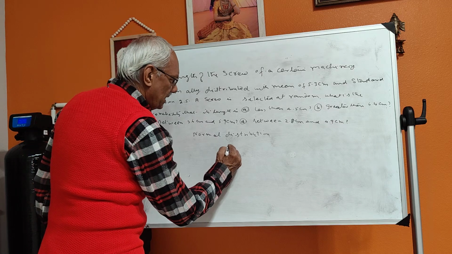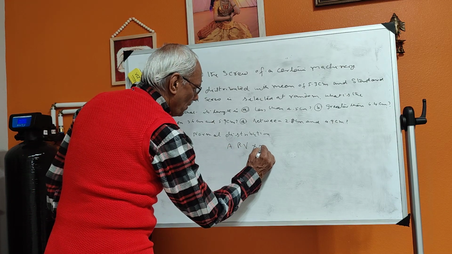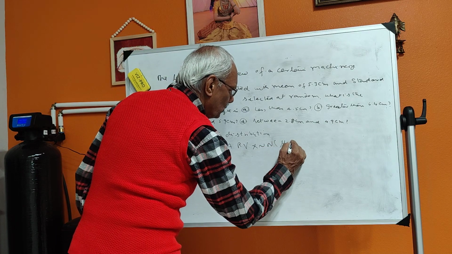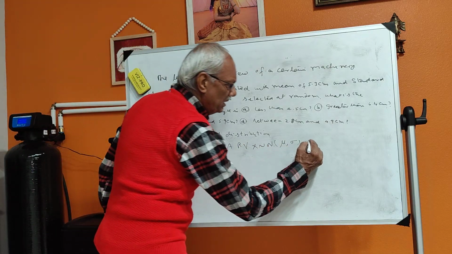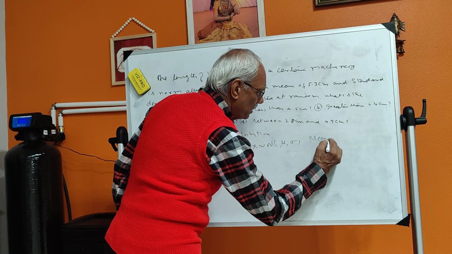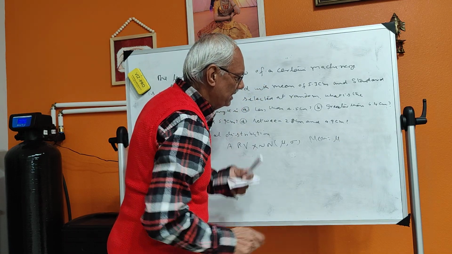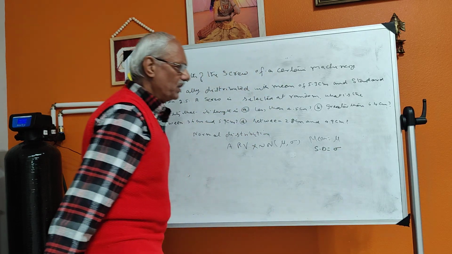We say that a random variable x follows normal distribution with mean mu and standard deviation sigma. The mean is equal to mu, and the standard deviation is sigma.